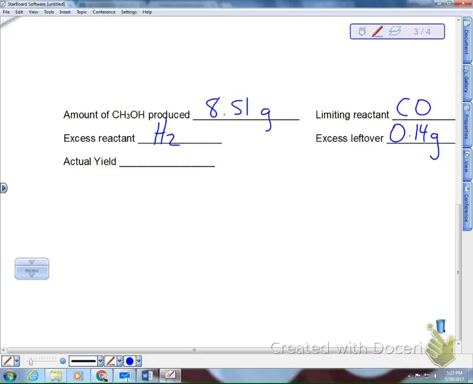And the actual yield, a little bit different in this problem, is that we were given the percent yield, so your calculation was 0.884, it's not a percent anymore, it's decimal form, times the theoretical, and that gave us the actual yield of 7.52 grams of CO. All right, let's do the same thing with number 4. Pause and work it if you haven't already.